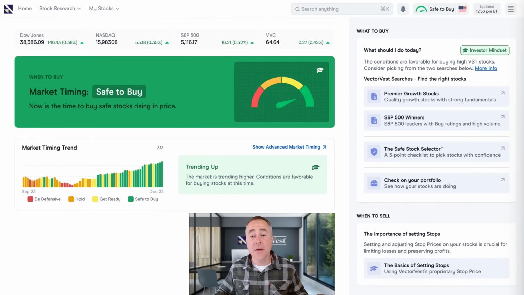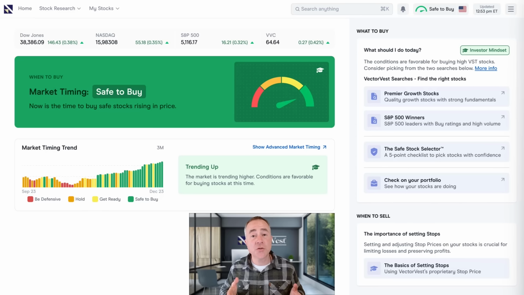Step number one was to check the market first. Before you buy any stock, make sure the market is rising. If the market is not in an uptrend, stop there. Don't go any further. Because if the market's not on your side, nothing else matters.